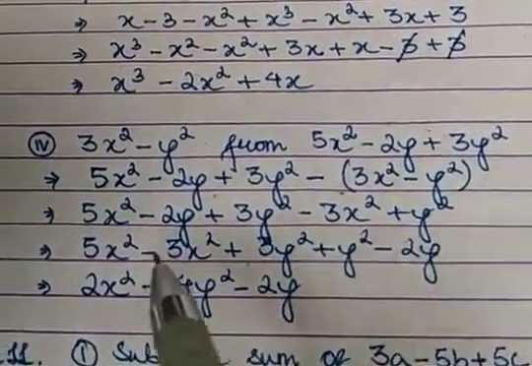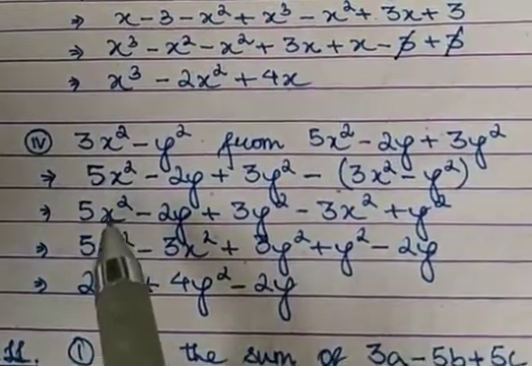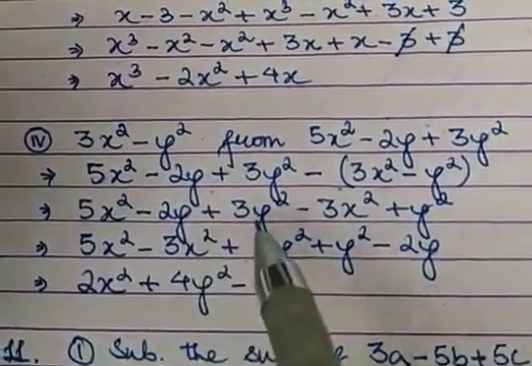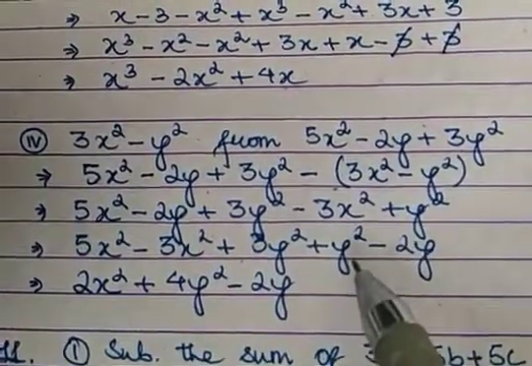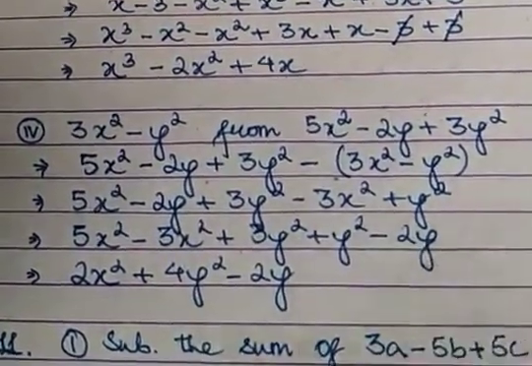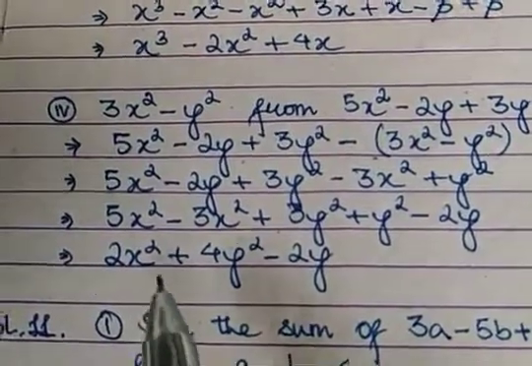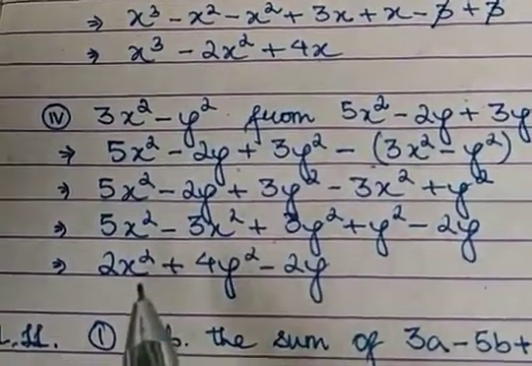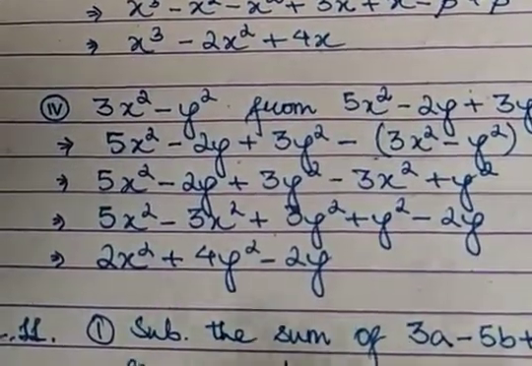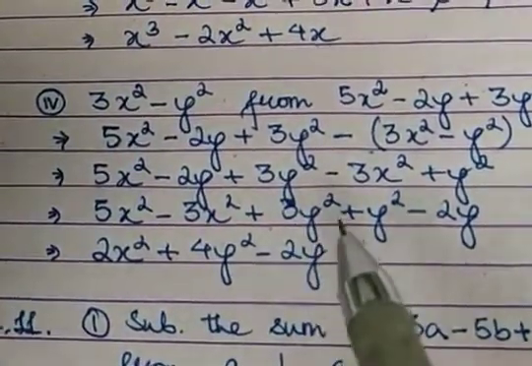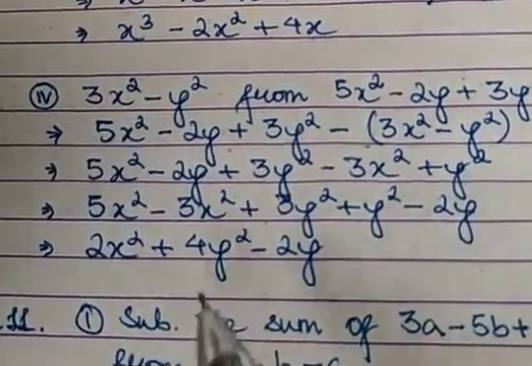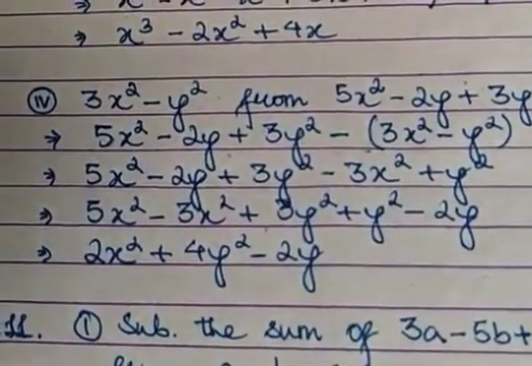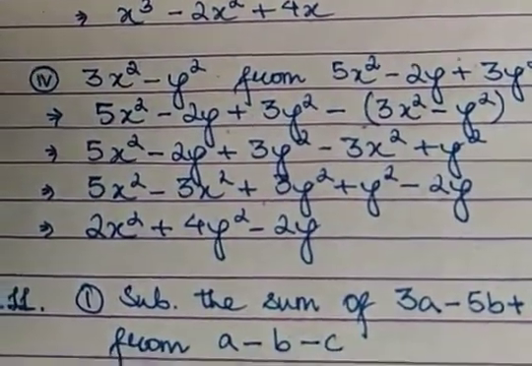Now what I have done here, simply again place the like terms together. See, 5x squared minus 3x squared, the like terms, plus 3y squared plus y squared, then it is minus 2y. Now the like terms. 5x squared minus 3x squared, it is 2x squared. So now plus 3y squared plus y squared, it is plus 4y squared, and it is minus 2y. The unlike term remains as it is.